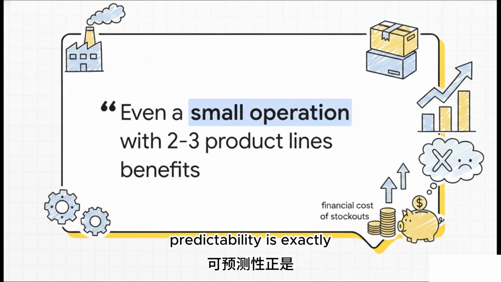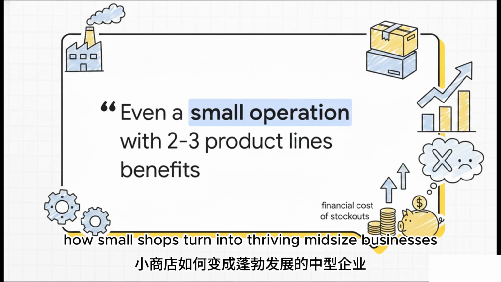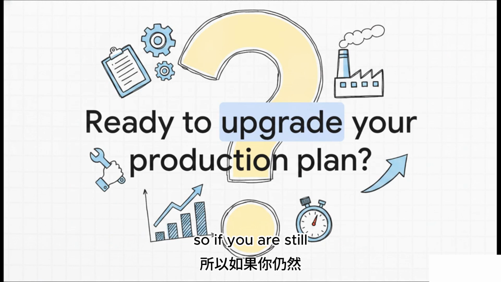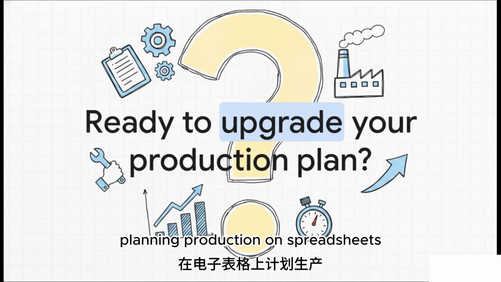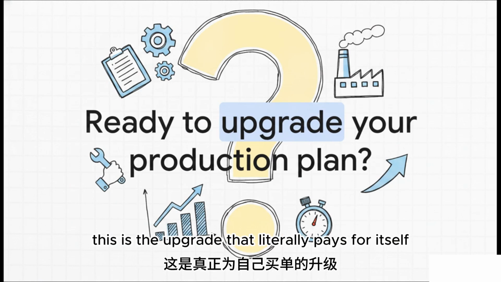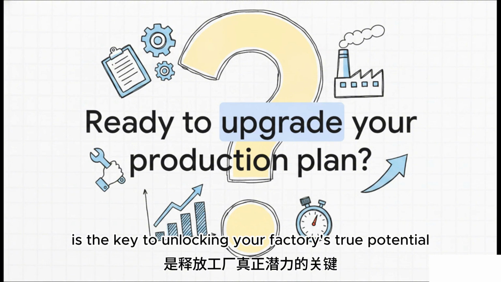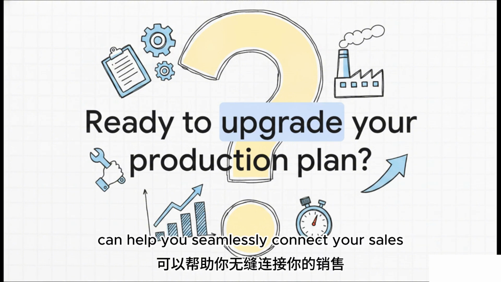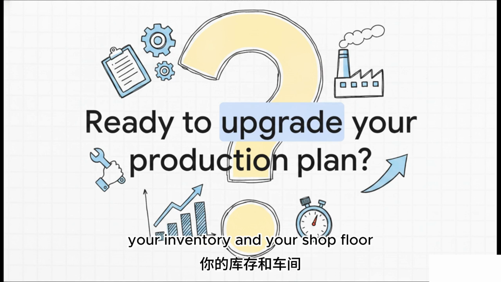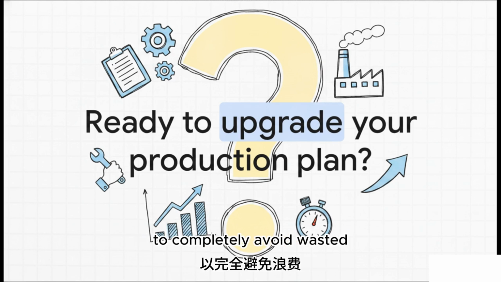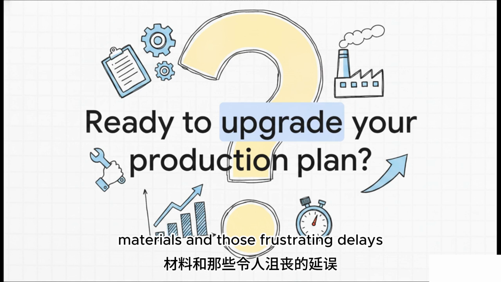Predictability is exactly how small shops turn into thriving mid-sized businesses. So if you are still planning production on spreadsheets, this is the upgrade that literally pays for itself. Moving away from manual tracking to an automated brain is the key to unlocking your factory's true potential. Systems like Odoo can help you seamlessly connect your sales, your inventory, and your shop floor to completely avoid wasted materials and those frustrating delays.